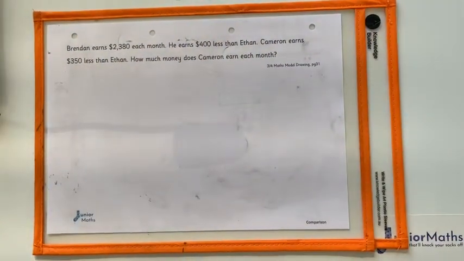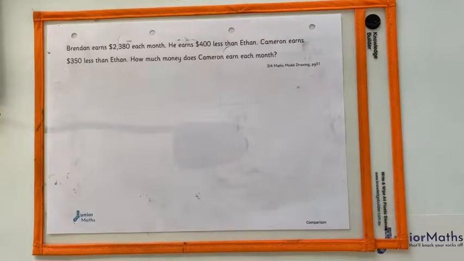Brendan earns $2,380 each month. He earns $400 less than Ethan. Cameron earns $350 less than Ethan. So it's very similar. How much money does Cameron earn each month? Let's start with it.